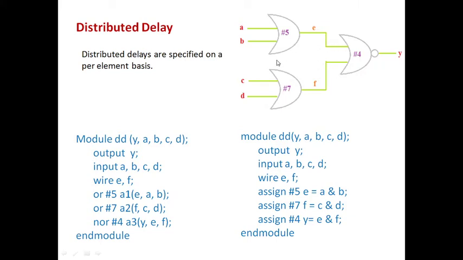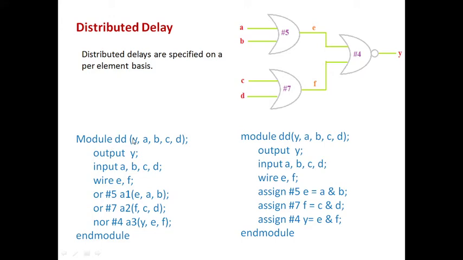According to the distributed delay, we model this circuit by assigning the delay values to individual gates. This technique of assigning the delay values to each and every logical element separately is distributed delay, because, as the term itself says, the delays are distributed over each logical element. So how do we model the schematic using the Verilog HDL language?